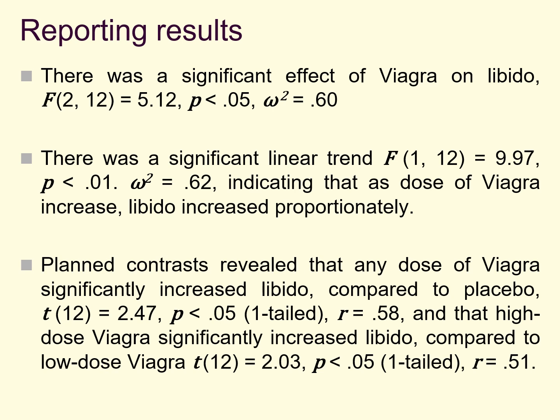I might also report, if I'd done them, that planned contrasts revealed that any dose of Viagra significantly increased libido compared to placebo. Here's the t-test for that contrast. You can see I'm indicating that it's a one-tailed test, and I'm also giving the r for the contrast. And the high dose of Viagra significantly increased libido compared to the low dose of Viagra. And here again, I'm indicating that it's a one-tailed test. It would be better if I reported the exact p-value, or at least the p-value out to a few decimal places. But again, I'm giving an effect size as well. So this is how you might choose to write up your results. Of course, it would depend specifically on what your initial hypotheses were, but this is a rough take, if you will.